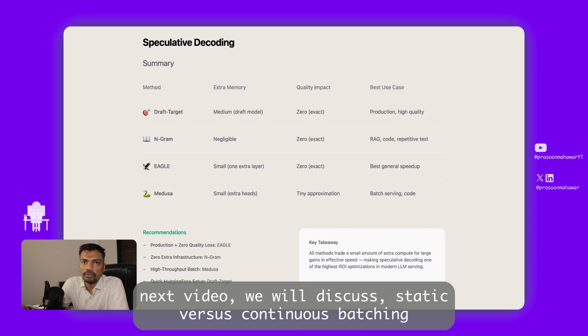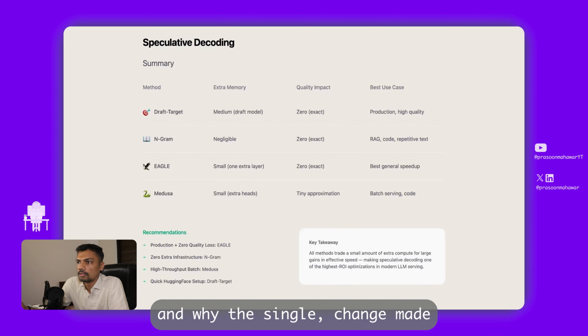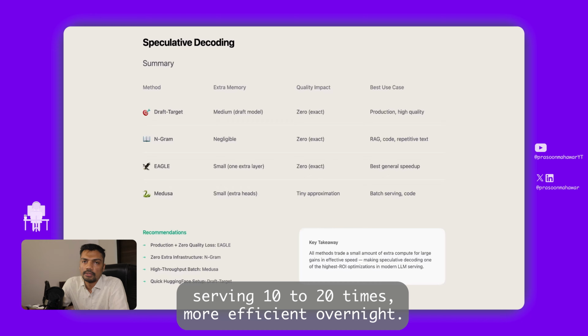In the next video, we will discuss static versus continuous batching and why this single change made LLM serving 10 to 20 times more efficient overnight.